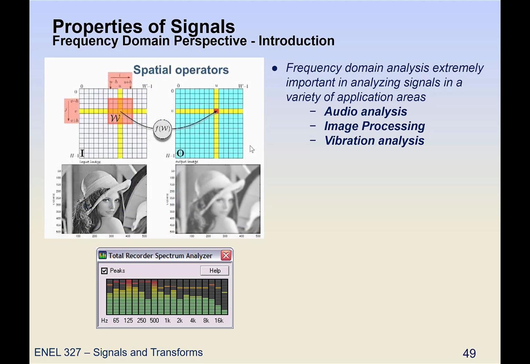We also use frequency domain analysis when we take a look at image processing. Here's an example of a filter that's moving around every pixel in this image, and it's taking a weighted average over that and transforming the image from one to another. You'll notice it becomes blurry. Effectively what you're doing is a low-pass filter, and that can be implemented in the frequency domain.